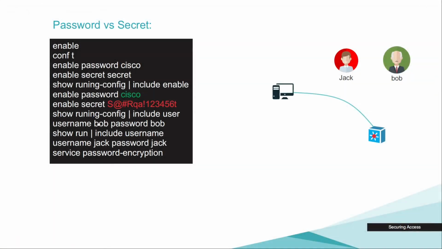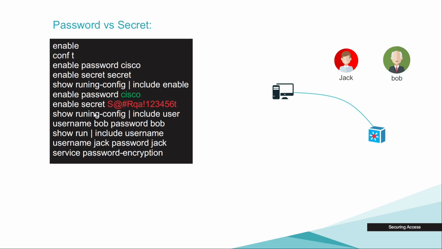We saw already the enable password, and we have another command which is enable secret. Enable secret is the same as enable password, but secret encrypts the password. As you can see in our example here, if we put enable password Cisco and enable secret, and after that we do show running-config include enable, we will see the enable password written in clear text. So anyone who types the command show running-config include enable will know our password. But the secret encrypts the password.